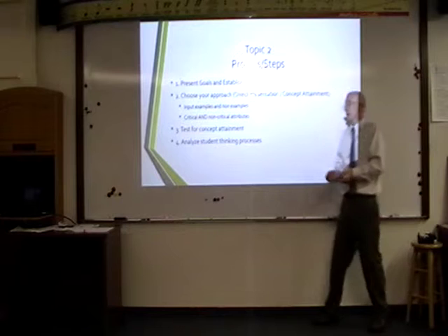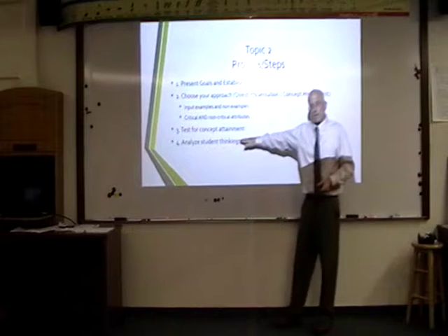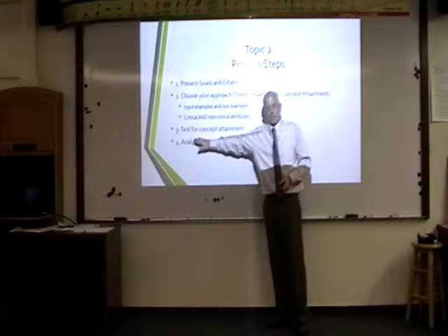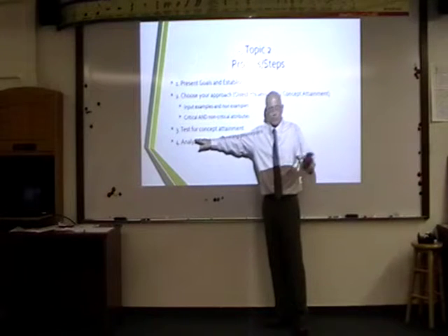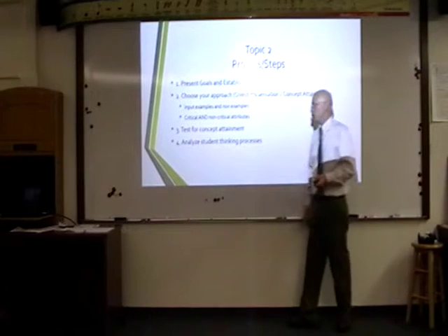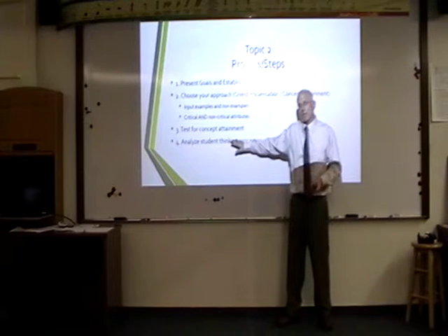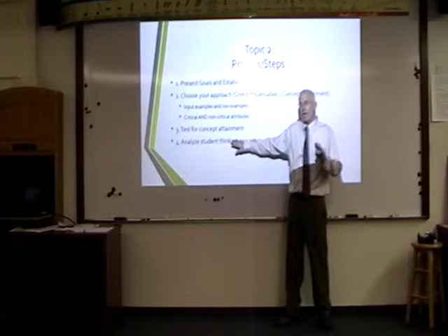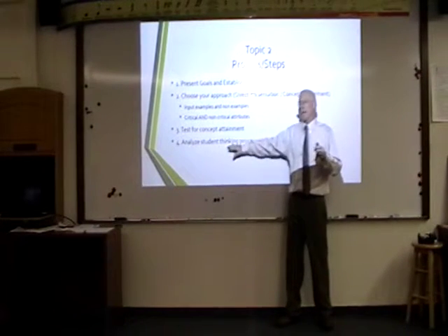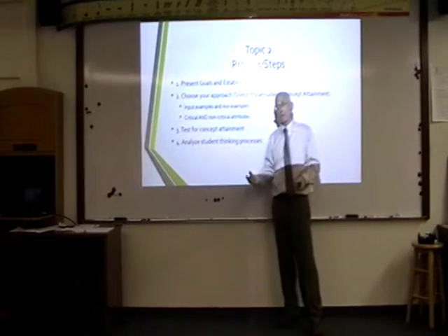Okay? All right. And then, once we got this done, we're going to test for concept attainment. That doesn't mean give them a test on paper and pencil. This can be any kind of formative assessment. It could be a group assessment. And the last one is analyze student thinking processes. This is helping the students think about the way they are thinking, okay? Metacognition. We ask them specific questions that help them think about the way they were thinking.